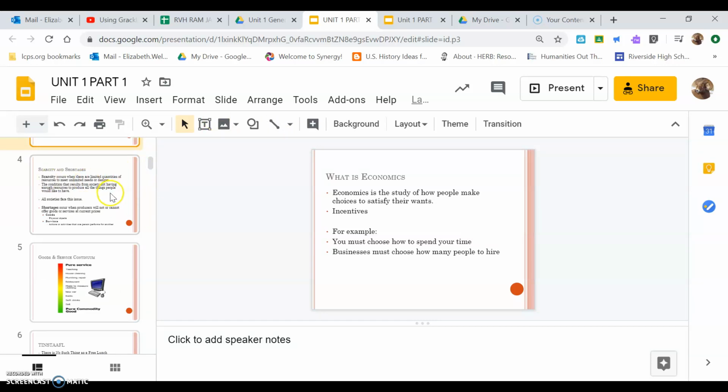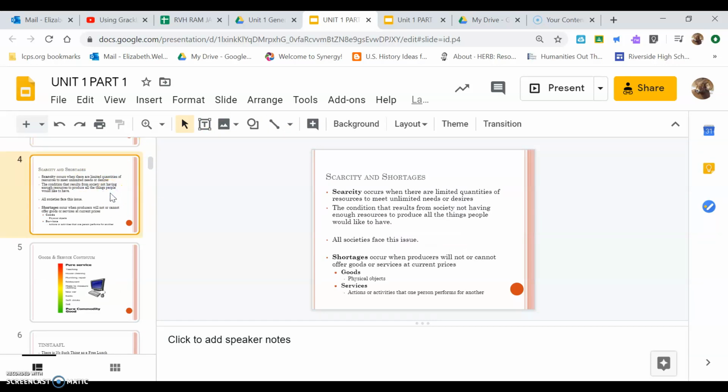So let me hit next. And I know I don't have it on the big screen right now. The reason for that is you do have access to these notes. So if you need to, you can check them out.